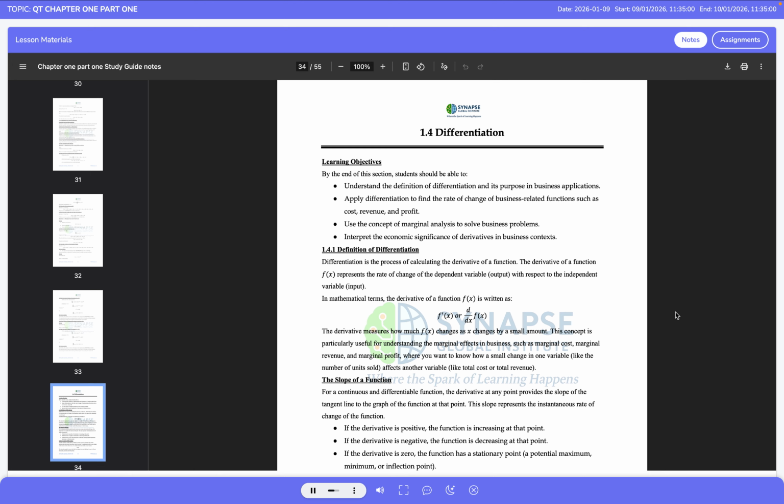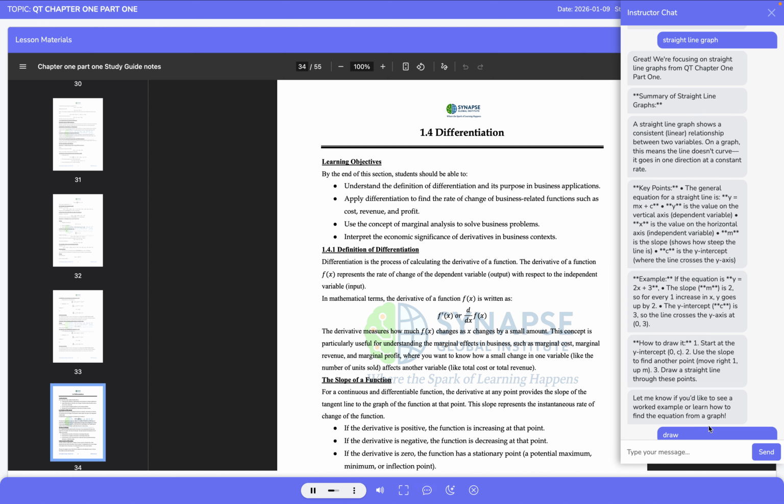We continue our work on differentiation, focusing carefully on its meaning, purpose, and direct application to business problems. As always, please feel free to use the chat section at any time to ask questions or seek clarification, because a strong grasp of differentiation is essential for marginal analysis and decision-making in business.